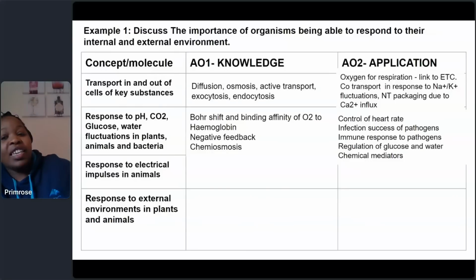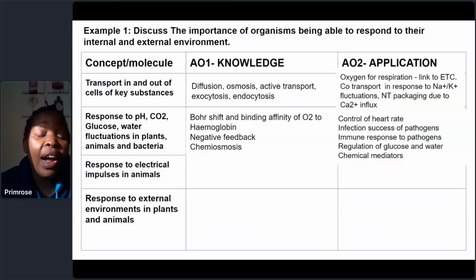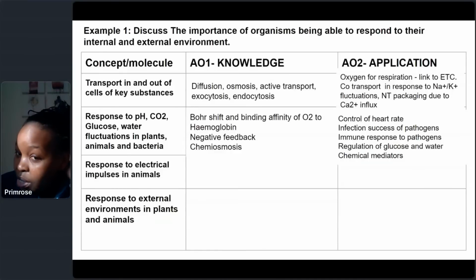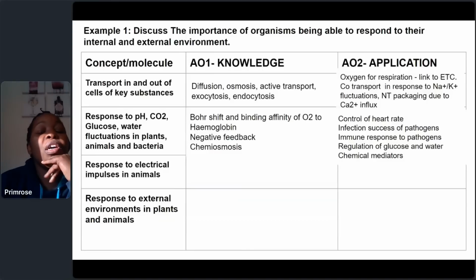You could link into how pathogens are really good at infecting hosts. You could link into how we respond to infections and how plants respond to infections. You could look at how organisms regulate glucose movement, and why that's important to regulate. Why is it important to respond to an environment of high glucose? What would happen if you didn't respond? And then you can also mention some chemical mediators as well.